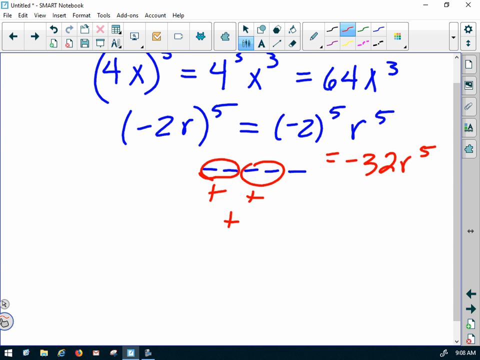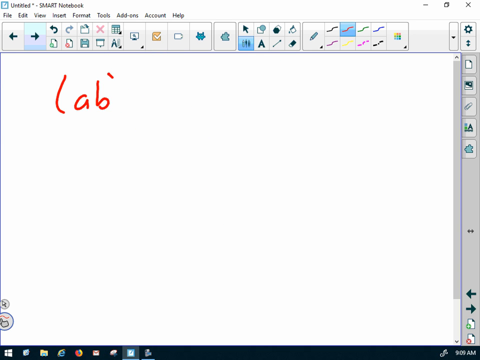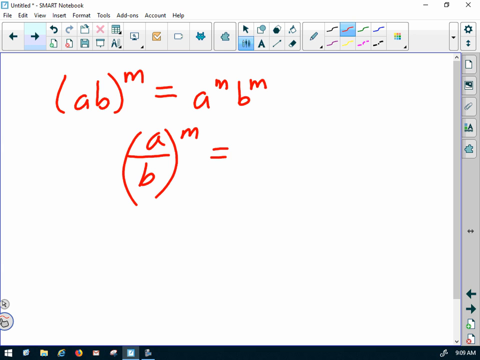So, where it says power of a product, what's a times b to the m power? No, not a times m. A, say it right, a to the power of m or a to the m times b to the m. What do you think a divided by b to the m is? Well, it's a to the m divided by b to the m. Come on, Alex.